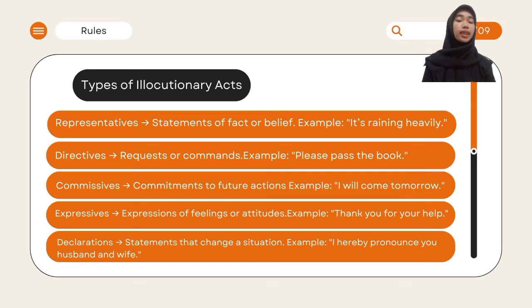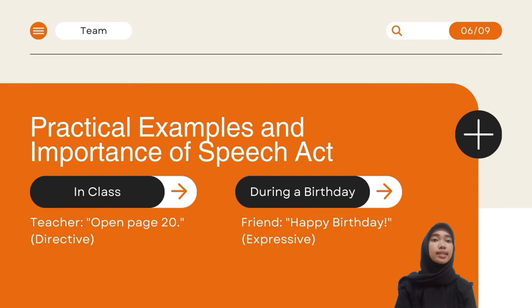And understanding these five types of illocutionary acts helps us recognize the variety of purposes behind our everyday language use. It shows how we can use words not only to share information but also to request, promise, express emotion, or even change situations entirely. Okay, now let's see how speech acts appear in our everyday lives. This example will help us connect the theory to real world communication.